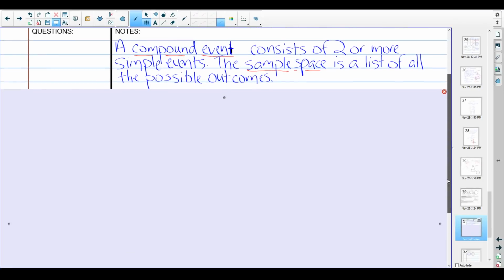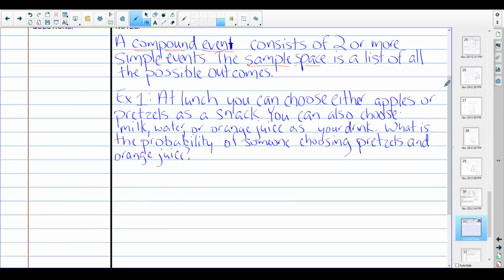Okay. Only two examples. They both involve writing. Example 1 says, at lunchtime, you can choose either apples or pretzels as your snack, and then you can also choose your drink. You get to pick milk, water, or orange juice. So we want to know, what is the probability of someone picking both pretzels and orange juice, assuming that there is an equal chance of picking any of those options.